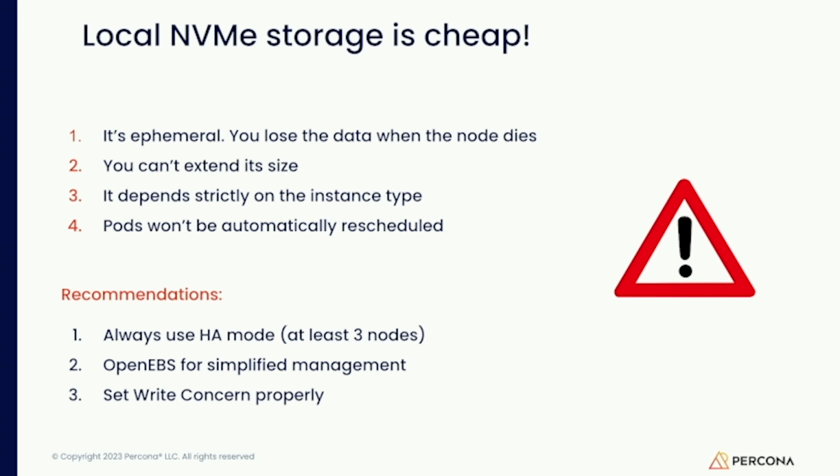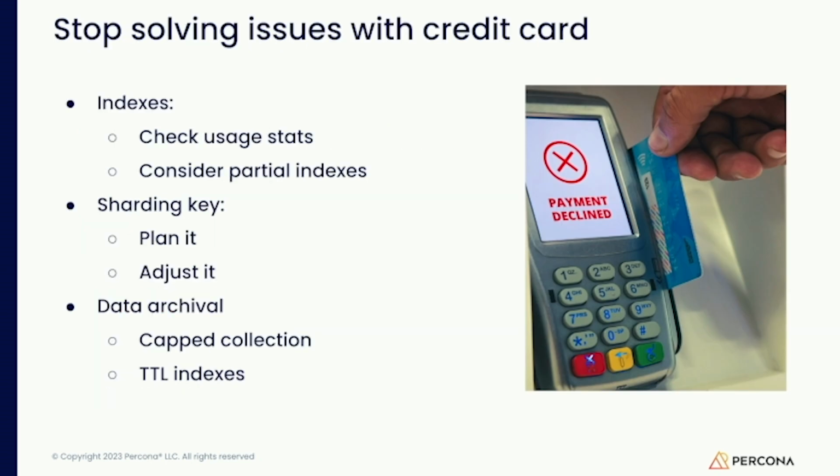And you can overcome the challenges with the ephemeral nature of the disk with, again, high availability, with some extra solutions that you may install for Kubernetes to manage that storage, like OpenEBS, which is also an open source solution. And of course, using write concern in MongoDB properly. But the performance of this storage is unmatched, and the price of those nodes is unmatched with anything else.